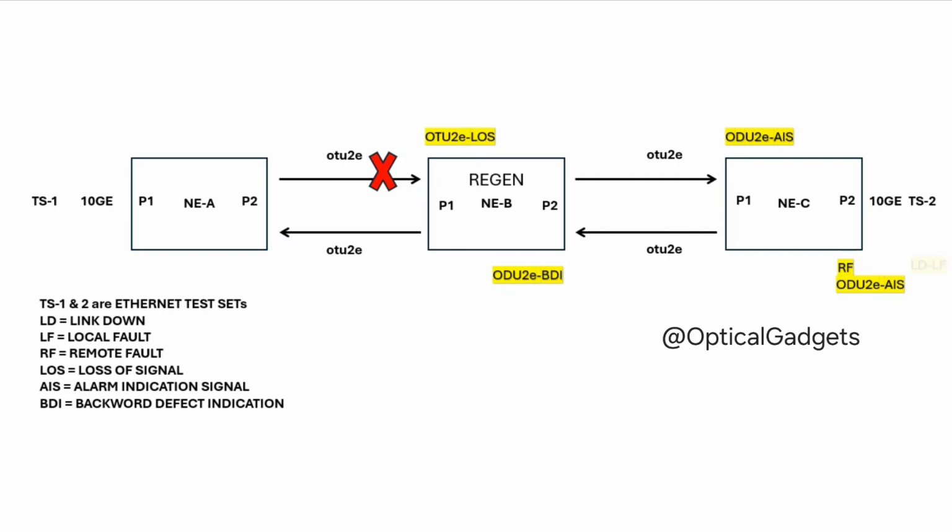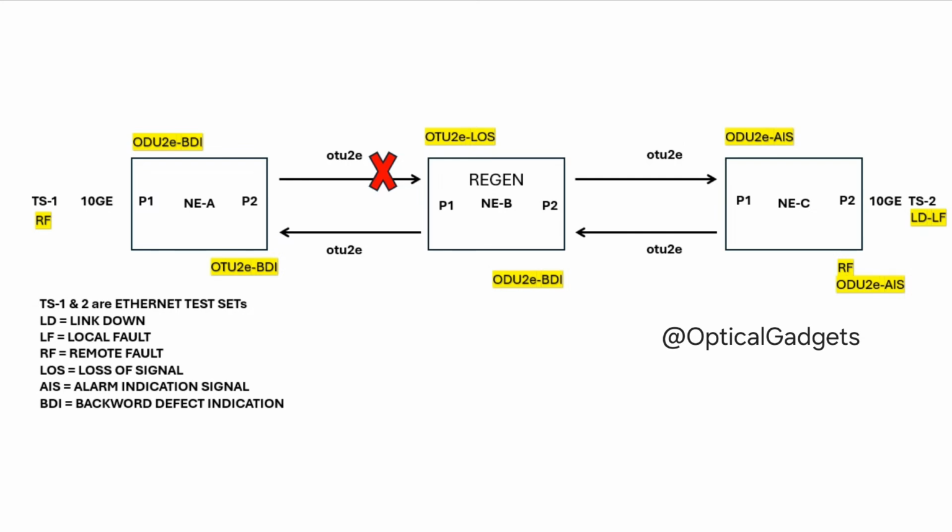Node C OTU2E P1 port will report ODU AIS alarm. Due to this, node C P1 will insert BDI in upstream. The 10G client port, P2, of node C will have remote fault and ODU AIS alarm. Ethernet tester TS2 will have link down and local fault alarm on the PCS layer.